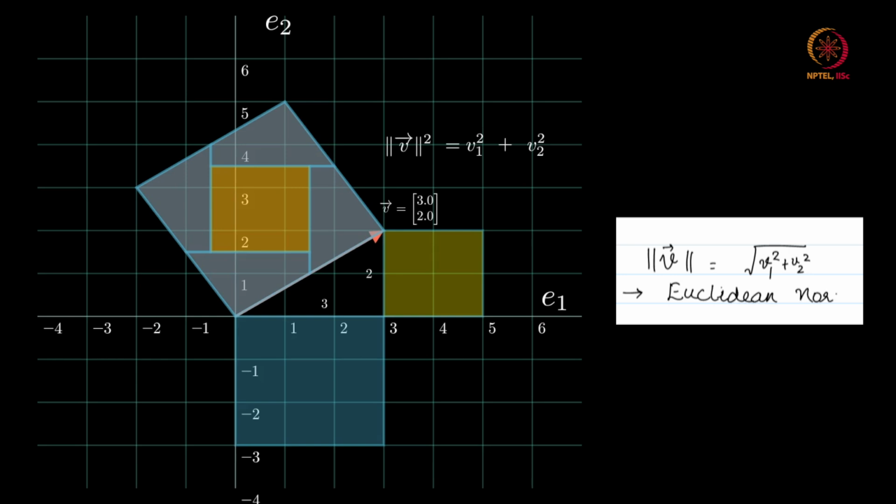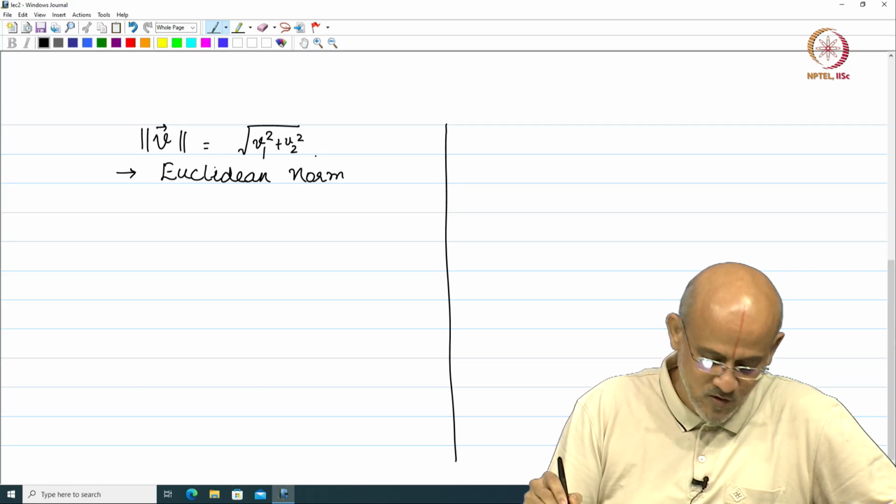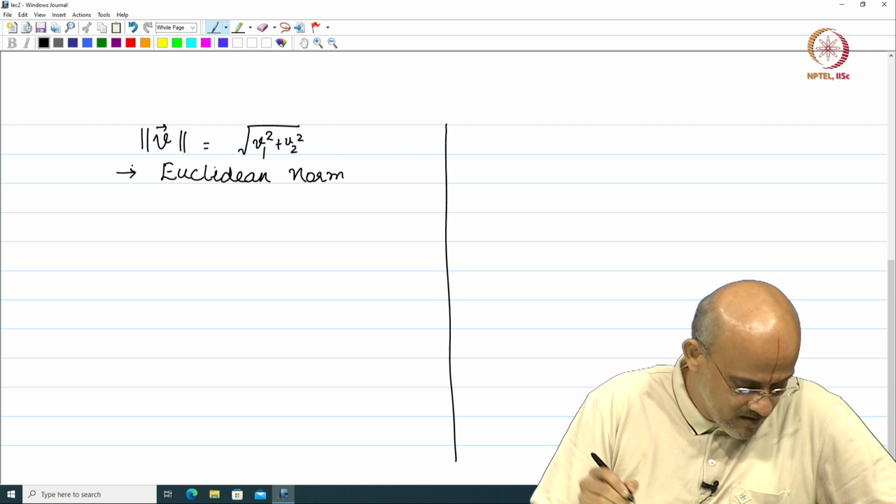We will also see this from a different perspective. When we do inner products and dot product, we will look at the norm of the vector in terms of that. Right now we have used the idea of Pythagoras theorem and we have got the magnitude of the vector. So, this is also called the magnitude of the vector v.